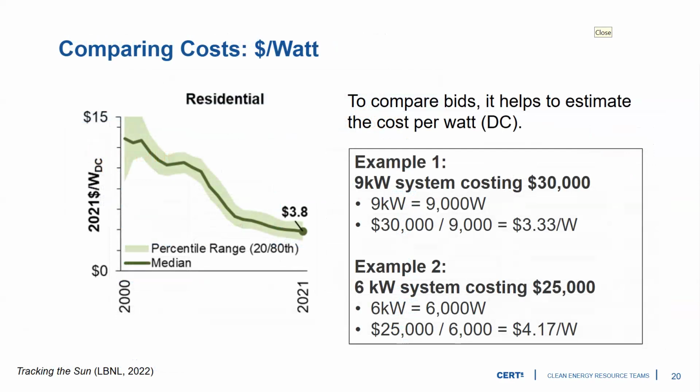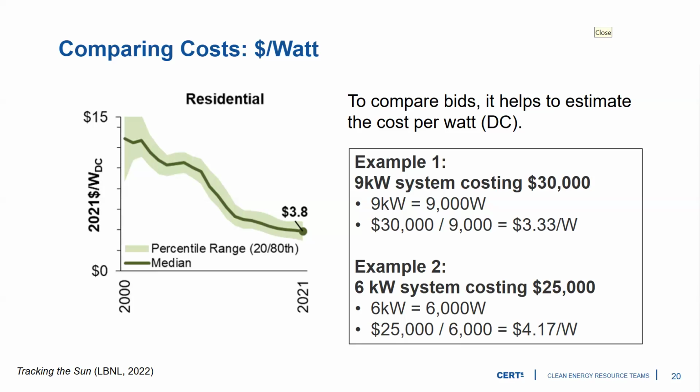So for instance, if you got two bids, one for a 9 kW system costing $30,000, a second one for a 6 kW system costing $25,000, you would get your cost per watt by dividing 30,000, your cost, by 9,000. So 9,000 watts is the same as 9 kW. That would give you a cost per watt of $3.33. In the case of the 6 kW system, costing $25,000, you would divide 25,000 by 6,000, and you would get a cost per watt of $4.17.